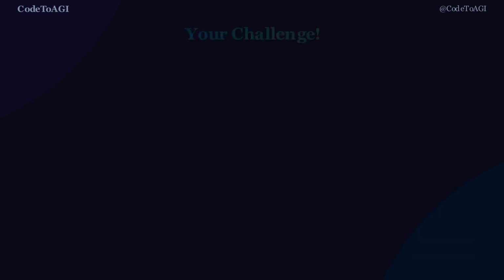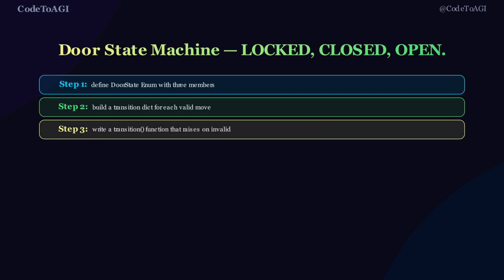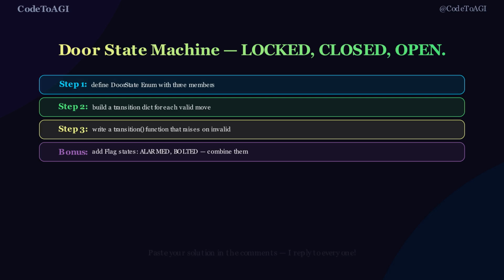Your challenge. Model a door: locked, closed, open. Step 1, define DoorState as an enum. Step 2, valid transitions dict. Step 3, a transition function. Bonus, use Flag to add alarmed and bolted states.